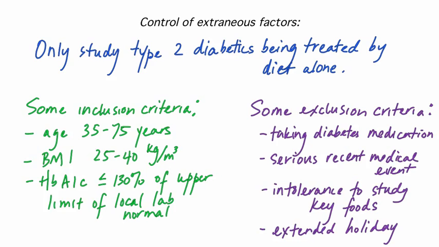By controlling all of these factors, we hope to have much less variability in our measurements from subject to subject, and thus much more precision in our estimates. But it also means that our findings will only apply to people who meet these criteria.